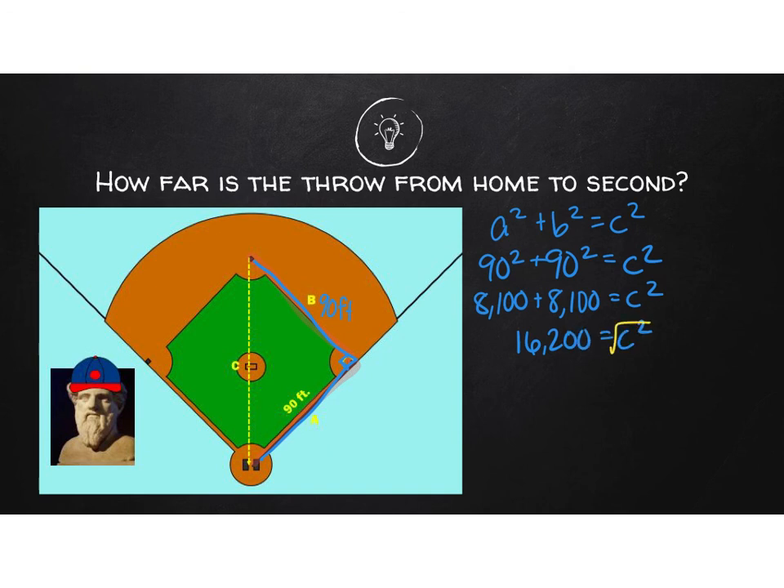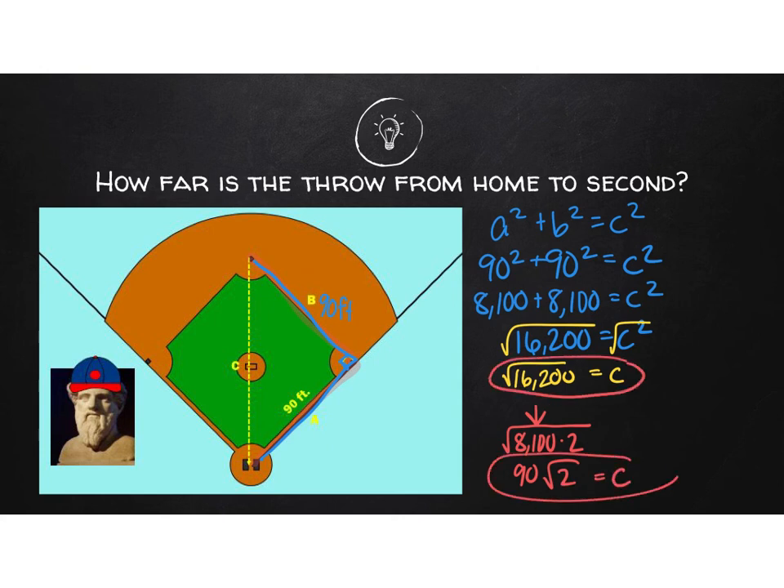Again, at this point, we're going to square root, and I am okay if you leave your answer as the square root of 16,200. Coming up shortly in a few lessons, that will not be okay, but for now, that is okay. Let me just show you how you could simplify. We can break up 16,200 into 8,100 times 2. We knew that from before. And then we know that the square root of 8,100 is actually 90. So we can do 90 times the square root of 2, which is equal to C. I will accept either of these two answers.